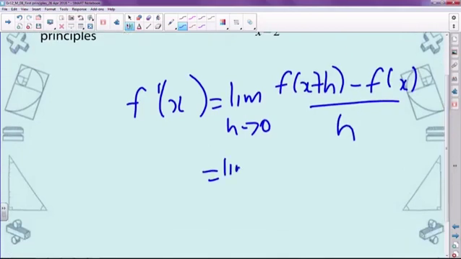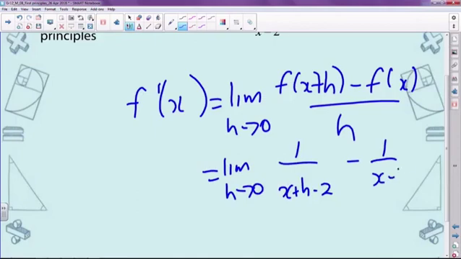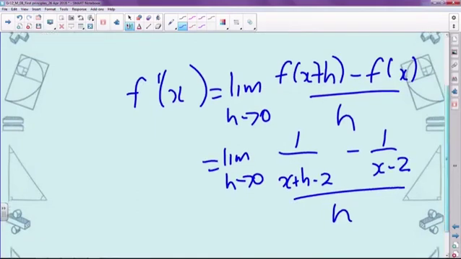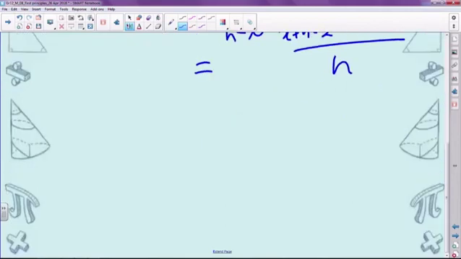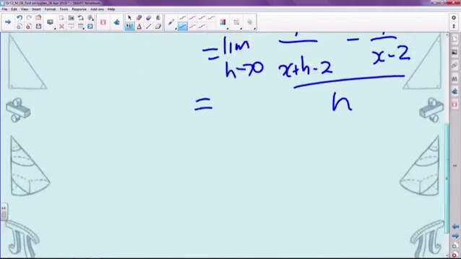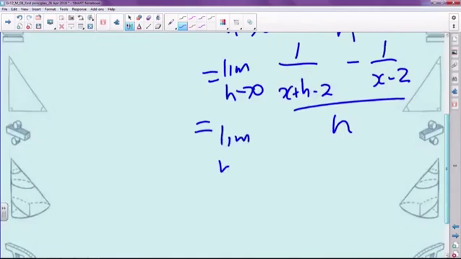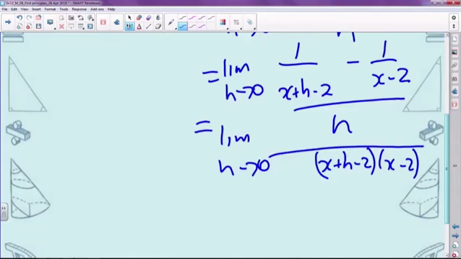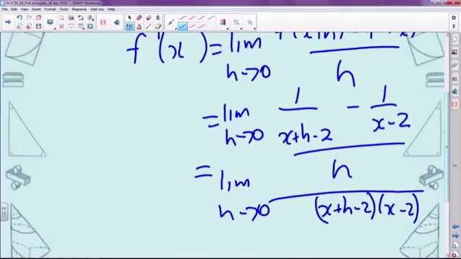So it's going to be limit as h approaches 0 of 1 over x plus h minus 2 minus 1 over x minus 2 all over h. All right, so that's going to be equal to, and then we find an LCD in the numerator. So it's limit as h approaches 0. My LCD is x plus h minus 2 times x minus 2, and then when you add your like terms, you're going to end up with x minus 2 minus x plus h minus 2. This whole thing is multiplied by 1 over h.